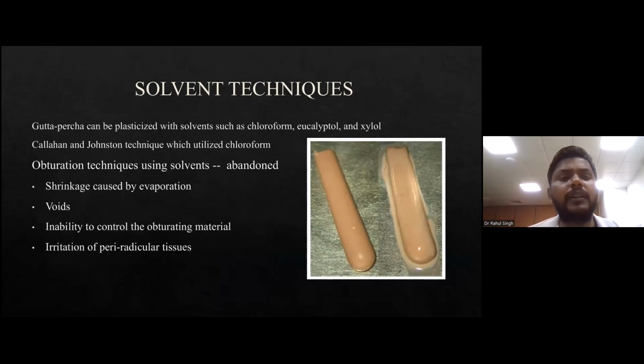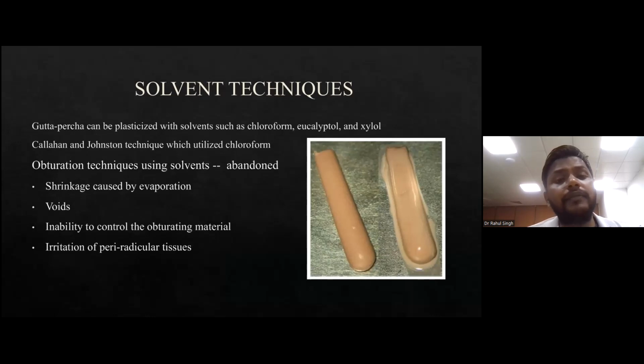to soften the gutta percha, in which the gutta percha can be plasticized with solvents such as chloroform, eucalyptol, and also, but these techniques are abandoned or obsolete and not used nowadays because of the shrinkage caused by the evaporation of the solvent, voids are there, and the inability to control the obturation material because we don't know how much the GP will get softened.